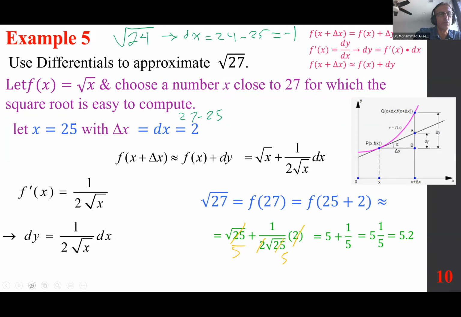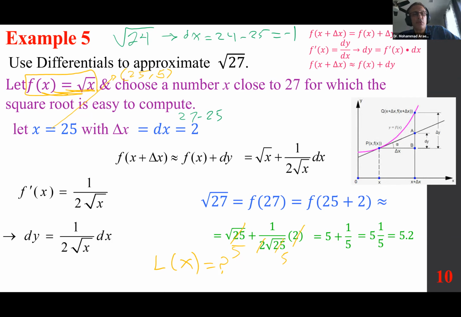What I'd like you to do at home, I want you to find square root of 24. Also, I want you to find L of x, which means finding the tangent line for this function at x equals 25, comma, square root of that, which is 5.